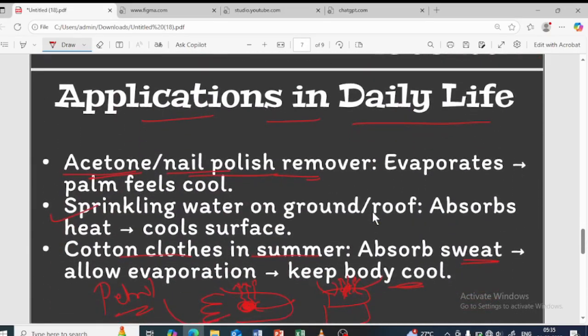So these are the applications, the same process that takes place when you put acetone or kerosene or petrol on your hand. Your palm will feel colder, right? And during the summer season, you sprinkle water on the roof surface or the ground so that you feel colder. And you wear cotton clothes in the summer, because the evaporation will take place to a greater extent, because the cotton clothes absorb the sweat.